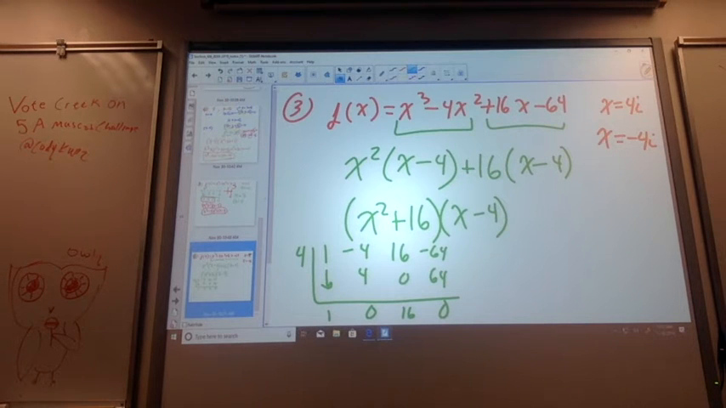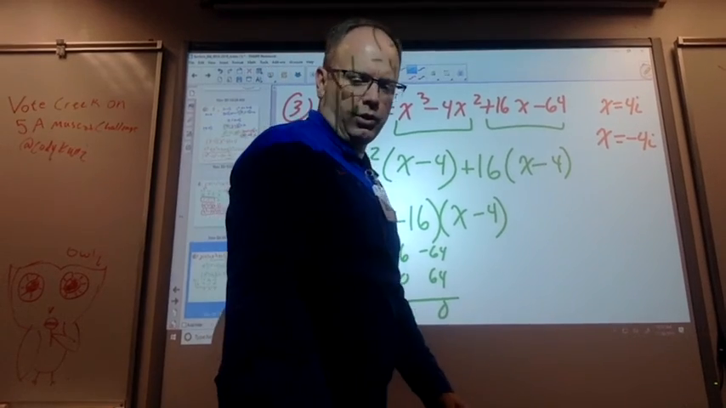Sometimes you can factor by grouping on these if it does work. Not every third degree polynomial can be factored by grouping. Anything else?